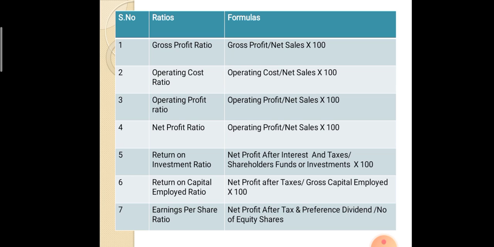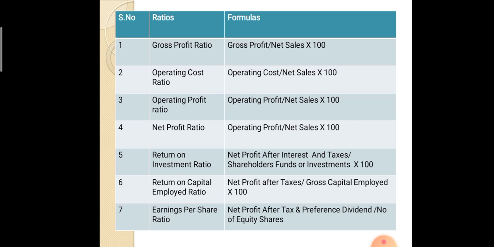Gross profit is equal to net revenue from operations minus cost of revenue from operations. Net revenue from operations for a business is its sales, and cost of revenue from operations is nothing but cost of goods sold. So, net revenue from operations is equal to net sales, which is total sales minus sales returns. Cost of revenue from operations is equal to cost of goods sold, which is opening stock plus purchases plus manufacturing expenses minus closing stock.